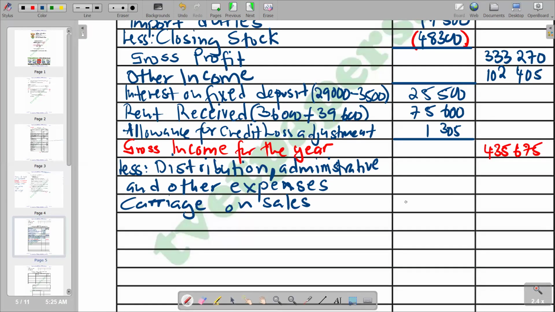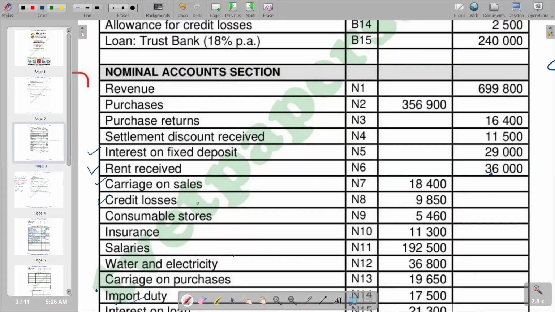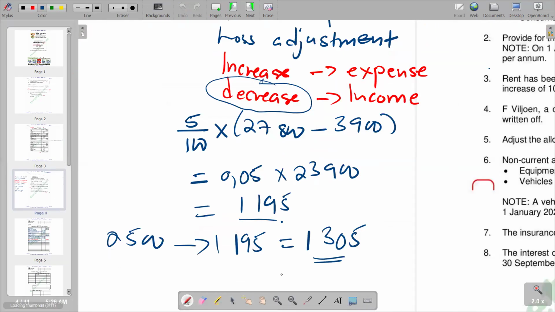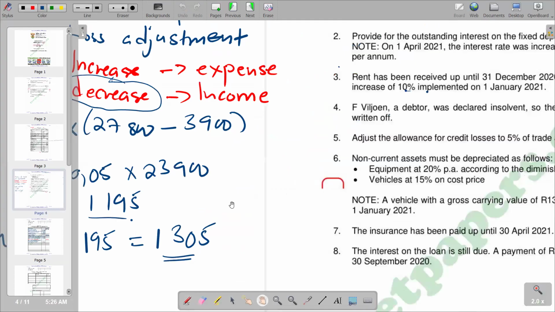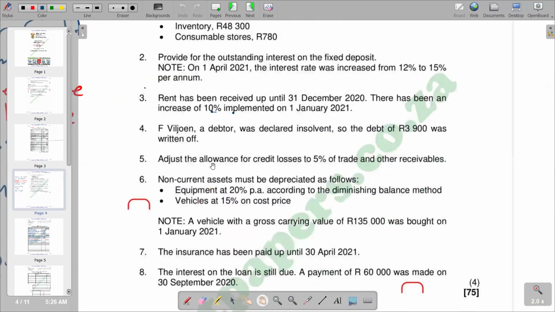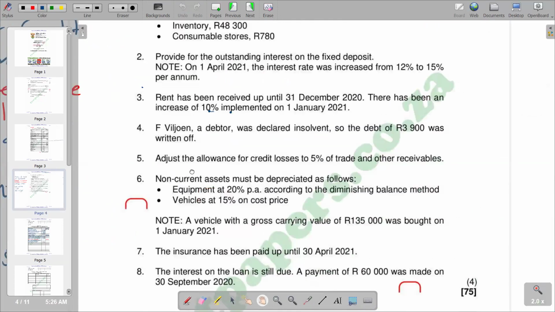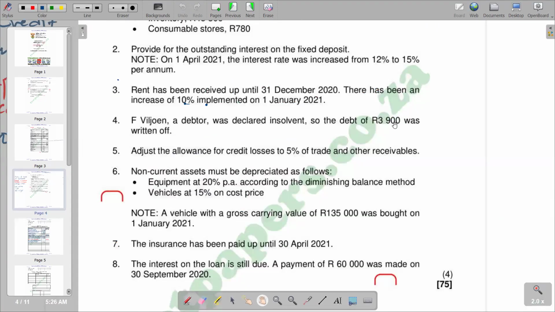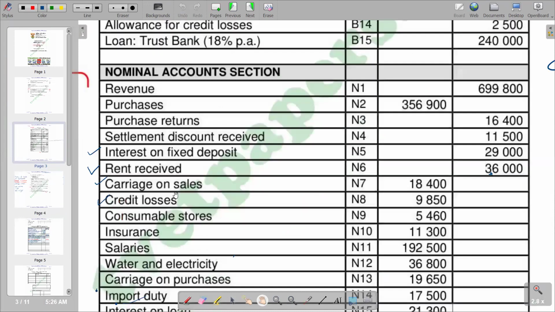And the figure that we have for carriage on sales is 18,400. Then we move on to the next, credit loss, 9,850. But if you go to the information, we've got a further credit loss that we saw when we were calculating the provision, the allowance for credit loss adjustment. So we've got a further 3,900 that we need to add to the one that we are given. So I'm going to say 3,900 plus 9,850.